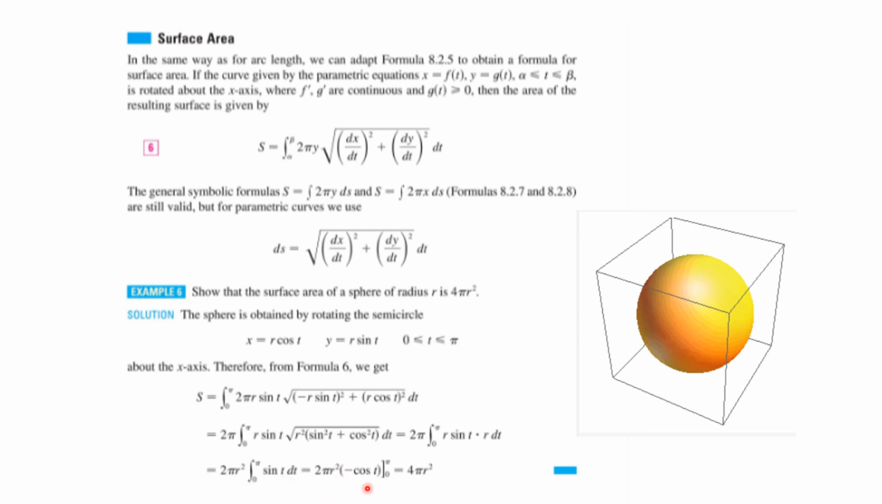You should follow this calculation. The antiderivative of sine theta is minus cosine theta. I plug in the numbers. Be careful about your signs here, but you get that this is 4 pi r squared, which is what we were supposed to prove.